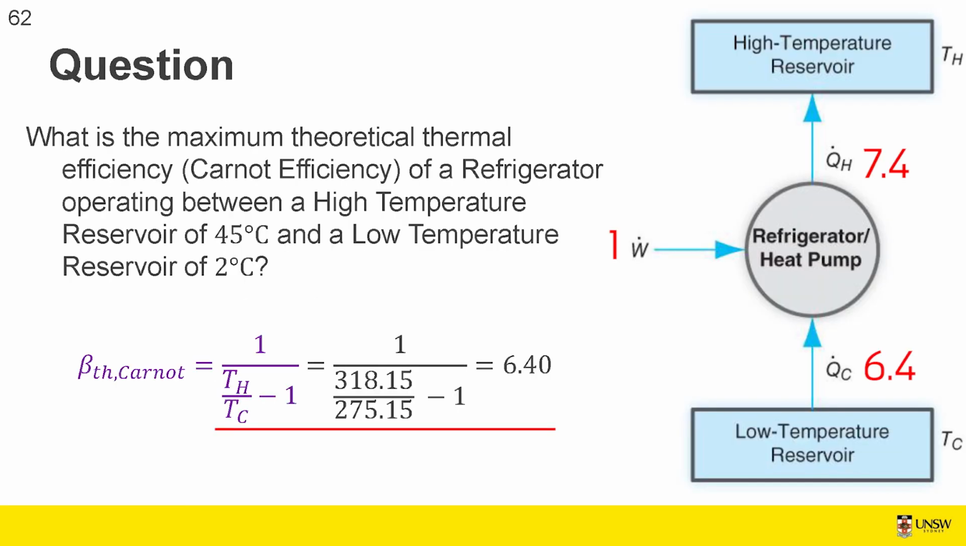I wrote the formula incorrectly into the OneNote document. This is what the math should have looked like: TH on TC minus 1. That gives you the value of 6.4. It's now updated in the OneNote document.